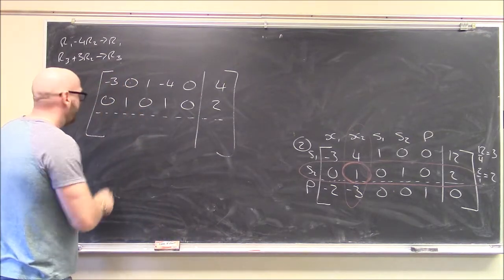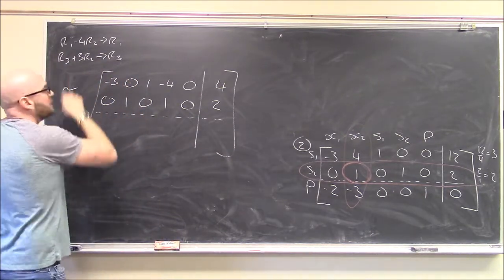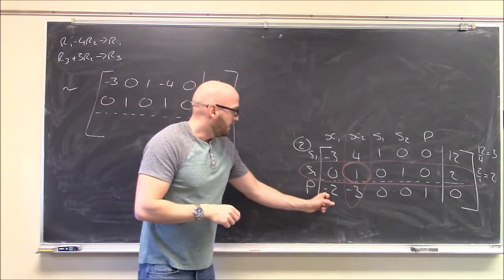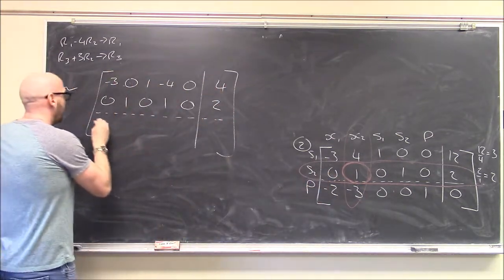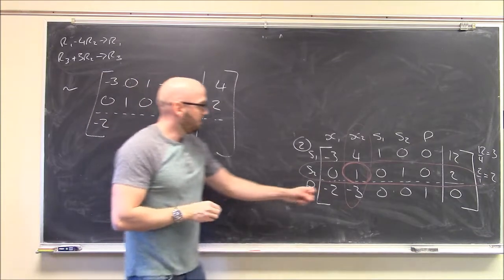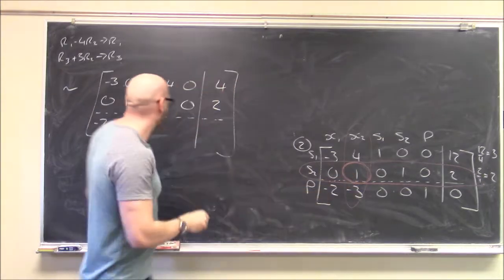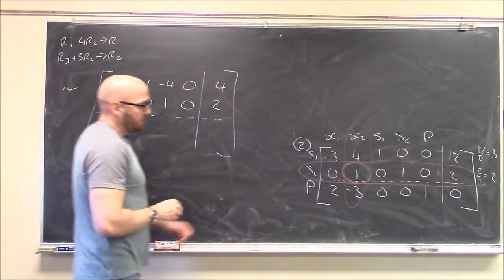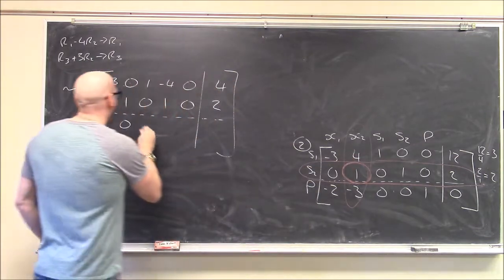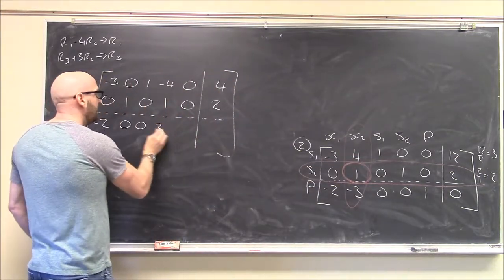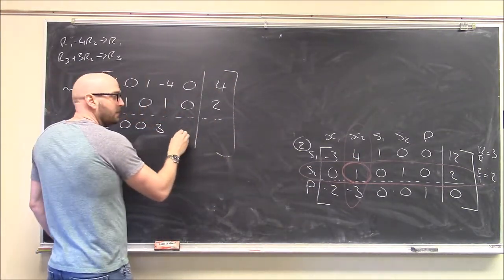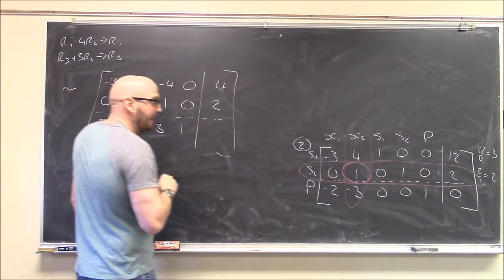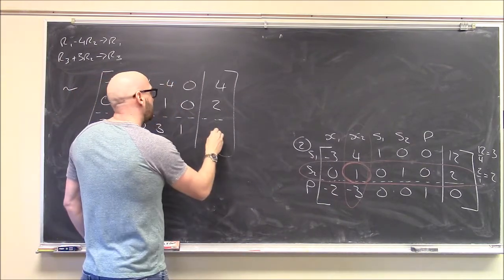And bottom row here, row 3 plus 3 times row 2. Minus 2 plus 3 times 0 is minus 2. Minus 3 plus 3 times 1 is 0, just like I wanted. 0 plus 0 is 0. 0 plus 3 times 1 is 3. 1 plus 3 times 0 is 1. And 0 plus 3 times 2 is 6.